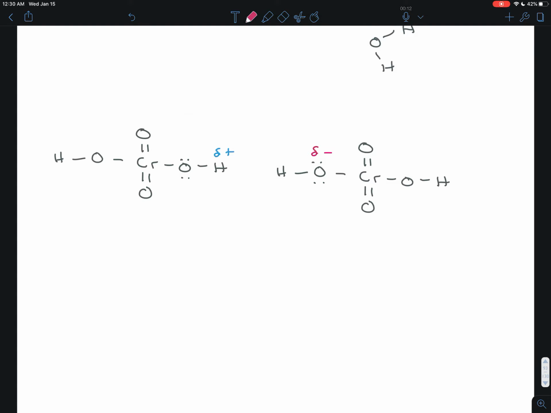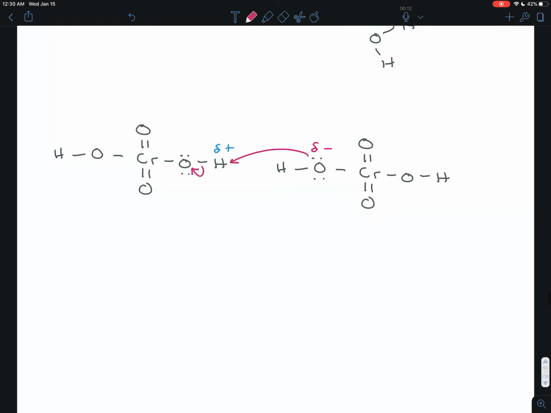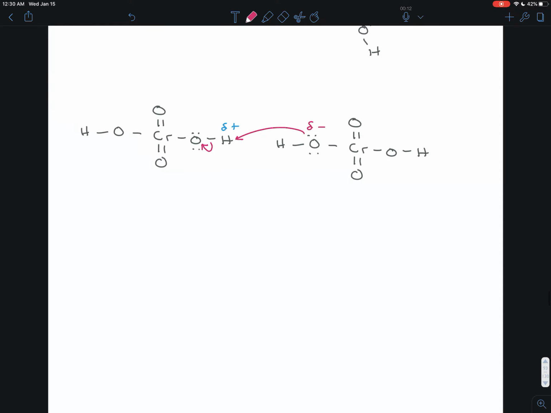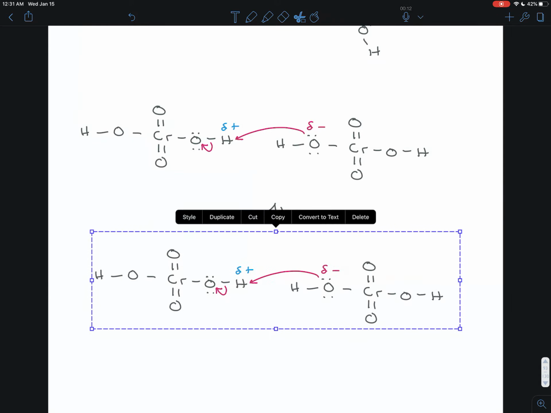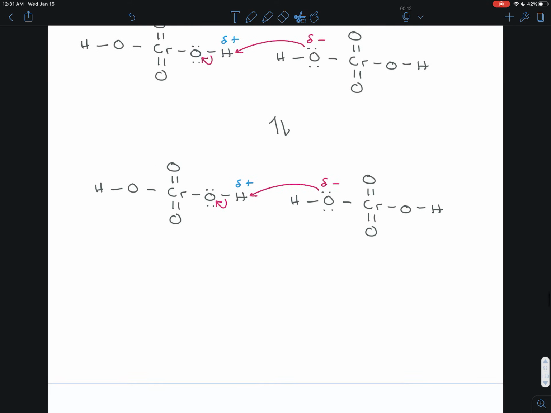And so it can sort of attack it, send the electrons onto the oxygen. So we're doing a proton transfer here. And this is something that could easily be undone. So I'm going to draw these equilibrium arrows, but it could happen. It's something that could happen, even if it could also be undone.